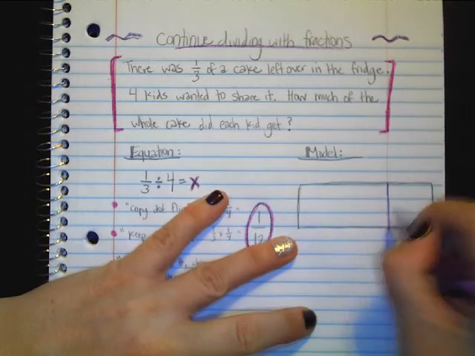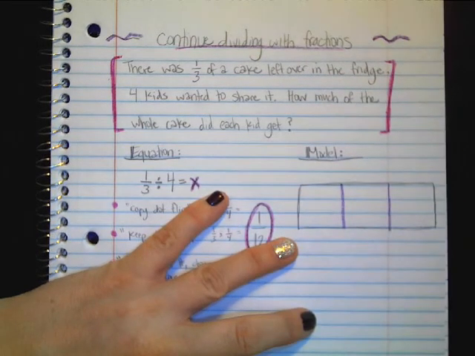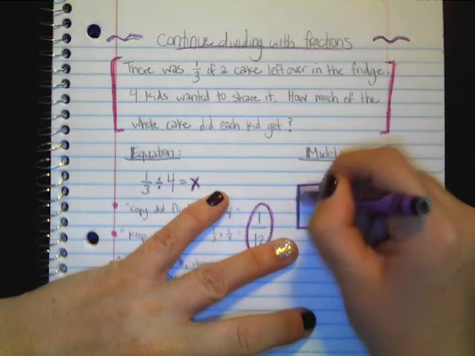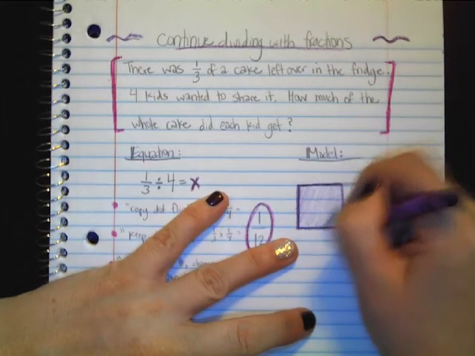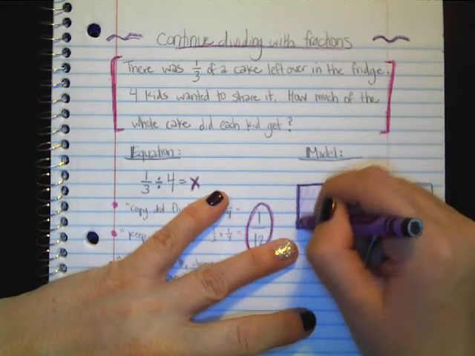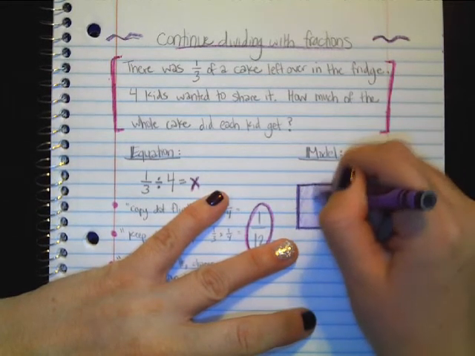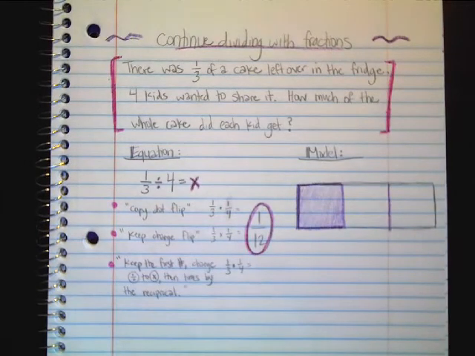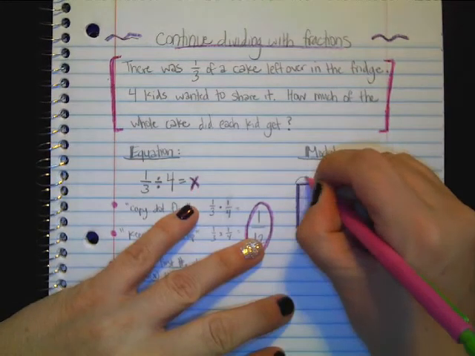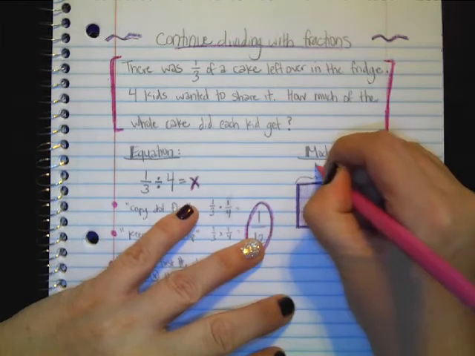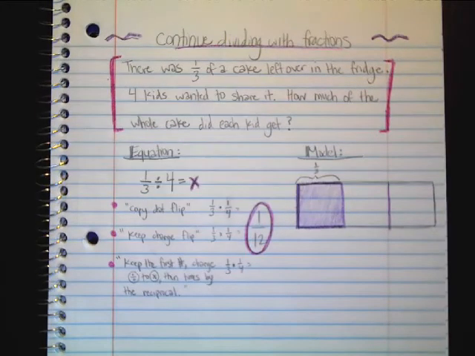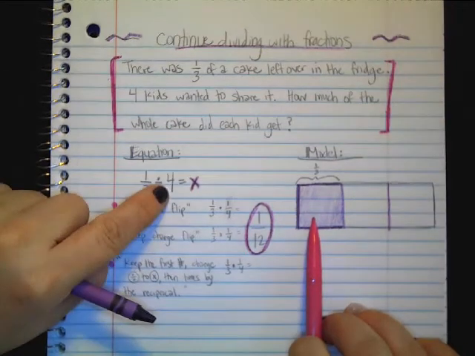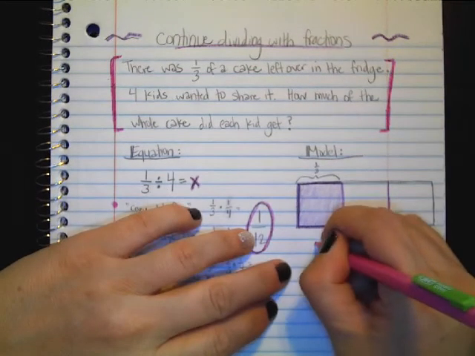Here's the model. Ready? I have 1/3 of this cake. Right now, this is a whole cake. So to show 1/3 of it, I'm going to color in one of those thirds. I always just start on the left. Just a habit that I have. Make sure it's colored nicely. So I have 1/3 of the cake. So this amount is 1/3. That makes sense.